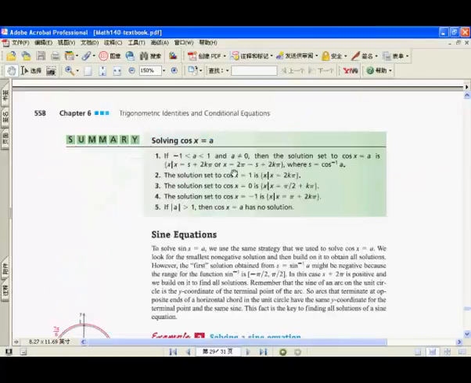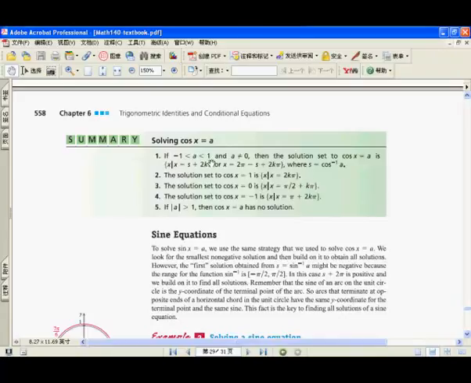After you find these two special solutions, you can add multiples of 2 pi to these two special solutions to get the general solution. So the solution set is a set of x, where either x is equal to this first special solution plus 2k pi, or x equals 2 pi minus this special solution plus 2k pi. So this is the case when a is between -1 and 1.